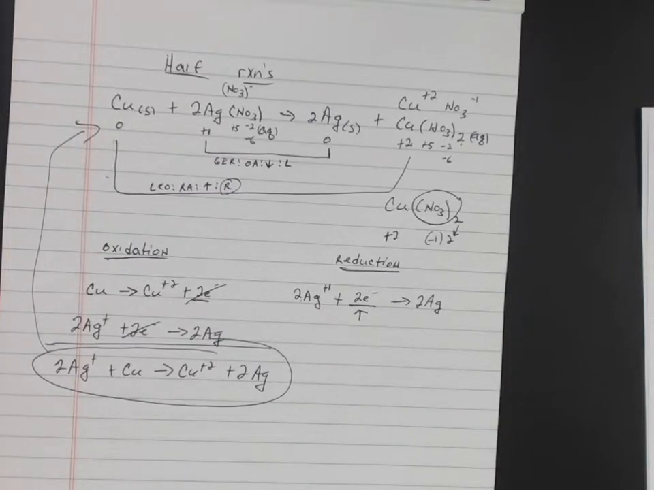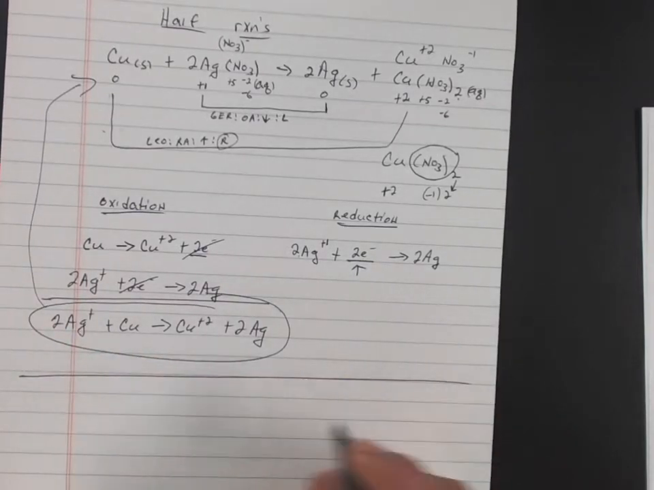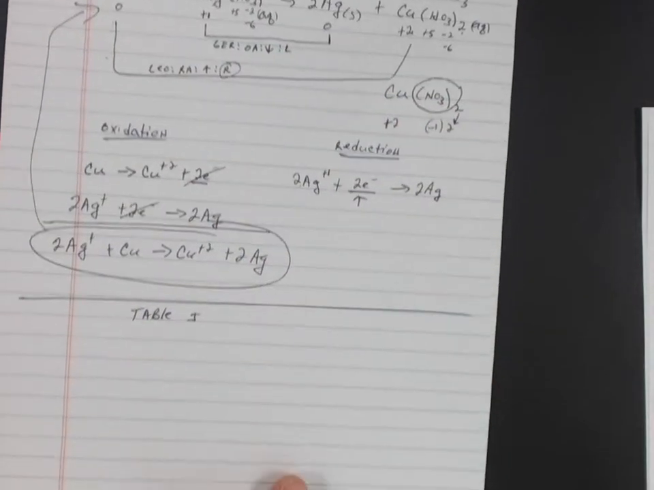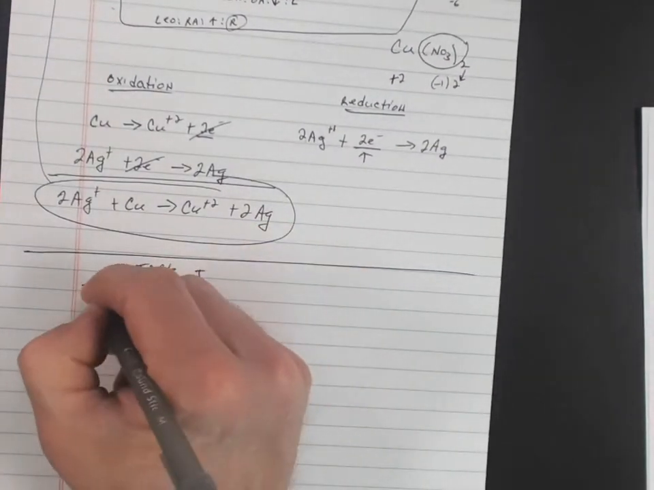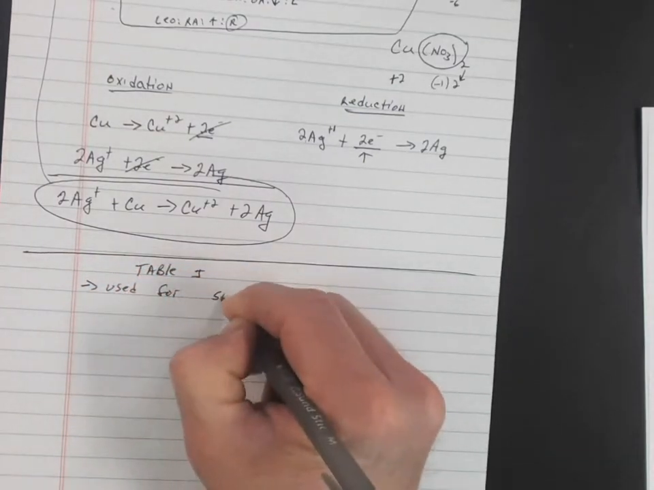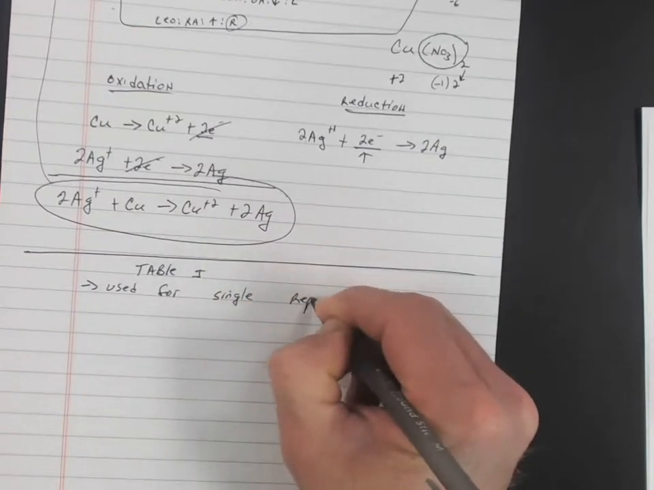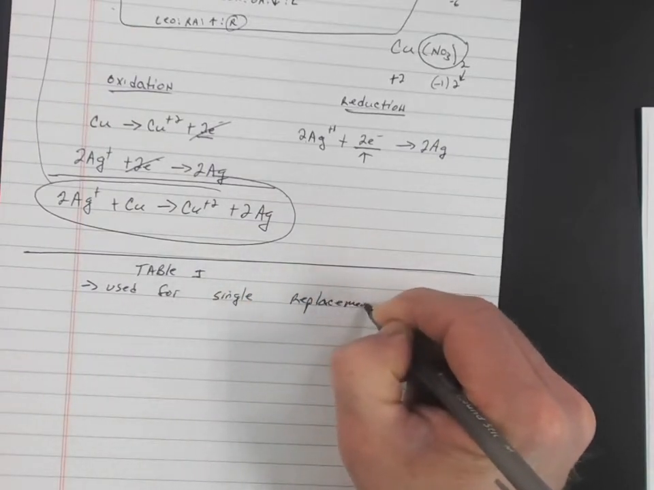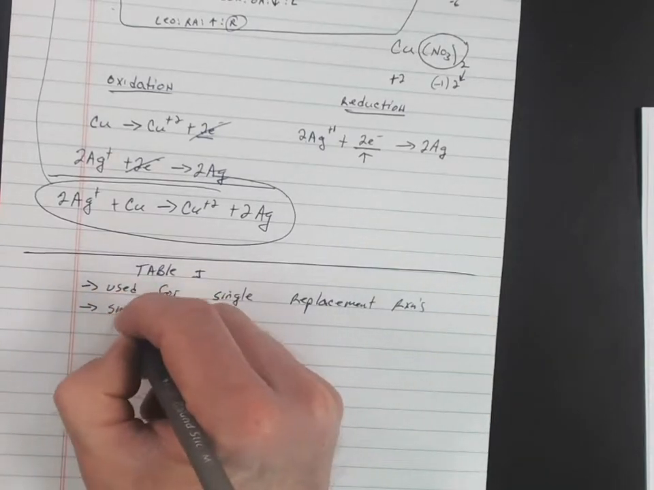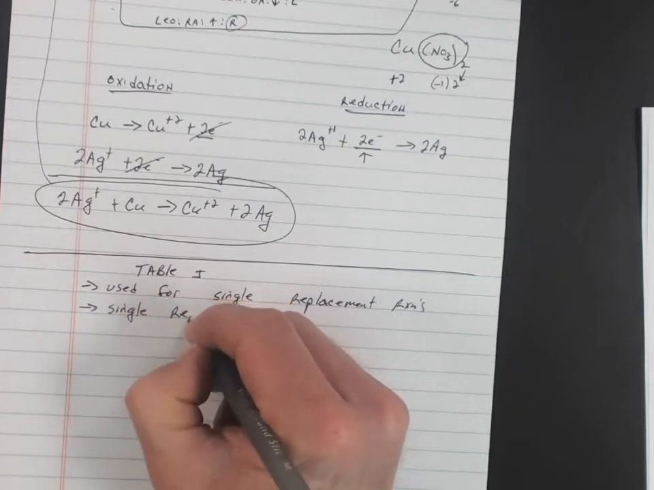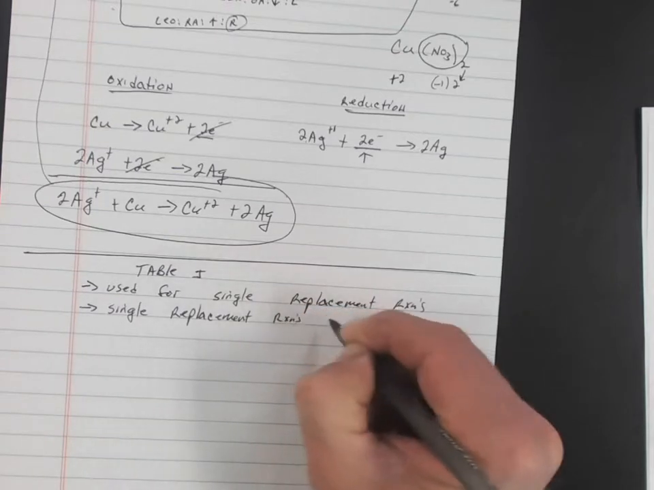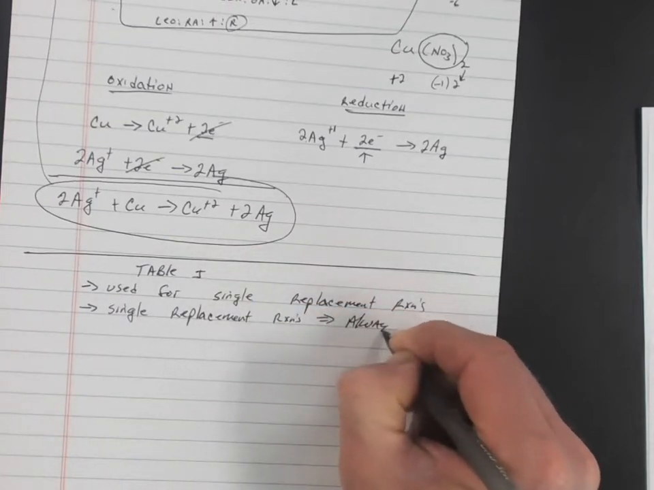Okay, take out your reference table because now we're going to revisit a look at table J. And we really just did this, but one thing you want to be familiar with is that table J is used for single replacement reactions. And the thing that's important to keep in mind is that single replacement reactions are always redox reactions.